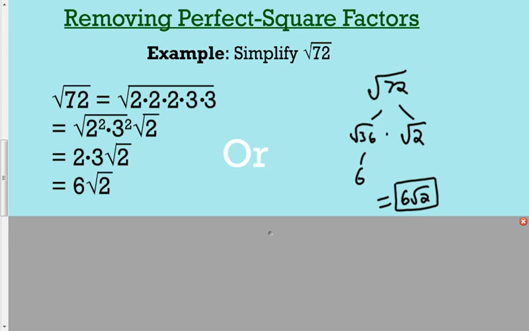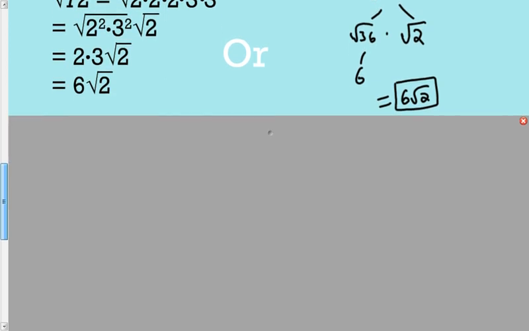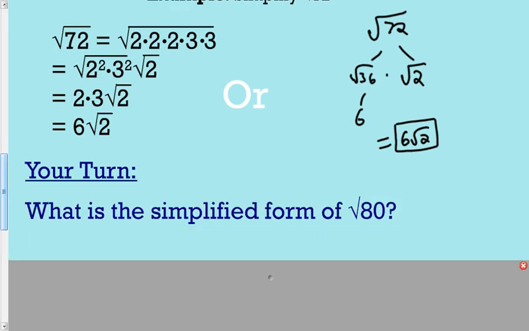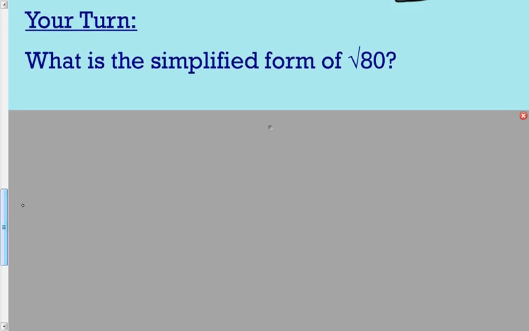You might have to make a bigger factor tree than that for other ones, but that's the basic gist of it. So you choose which way you think works better. I like the factor tree better. And try it with the square root of 80. Pause it for a second. I'll go through it with you as well.